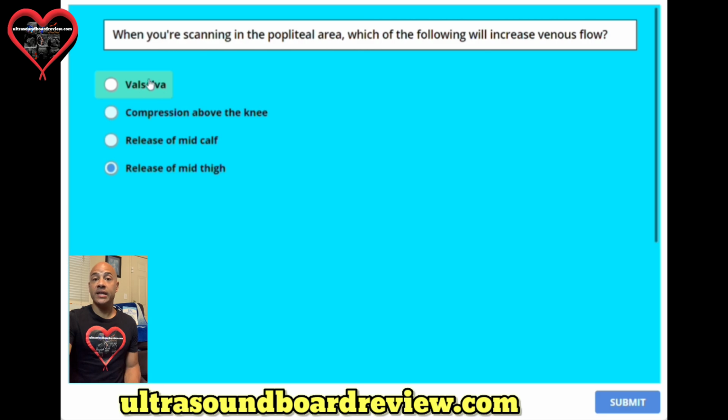Obviously, Valsalva is not going to increase blood flow. The release of mid-calf, that's not going to work. Now, if this said compression below the knee, let's say the calf, that would be the correct answer. But when you release the mid-thigh or decompress the femoral vein, that will allow blood flow to flow more easily throughout the popliteal vein and up to the heart.